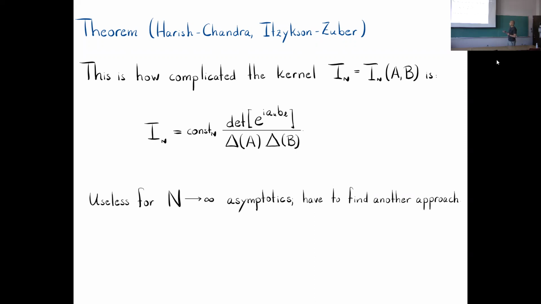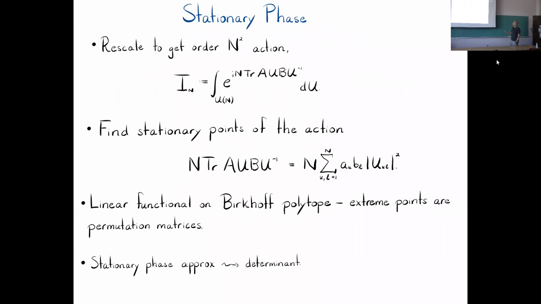And this is totally useless for n going to infinity asymptotics, because here I have the determinant of an n by n matrix of phases. There's just nothing you can do. It's very opaque. So sorry, the action has only one... No, it has n factorial critical points. So really exploding with n. Or like all local... Yeah, non-degenerate sort of. Morse type. Well, I mean, it really is fairly simple because this is a linear form on the Birkhoff polytope, right?